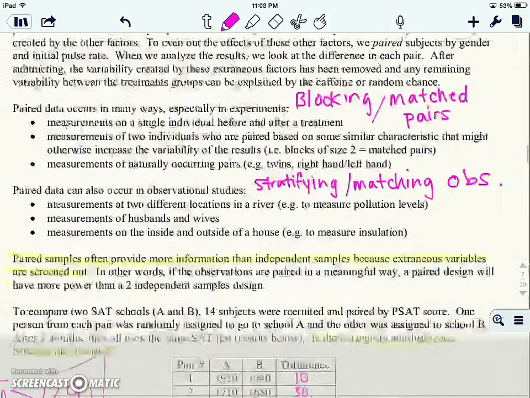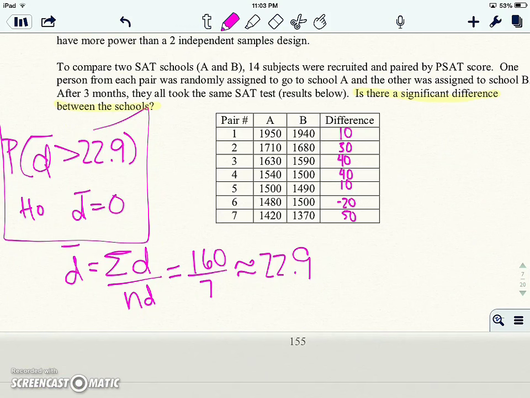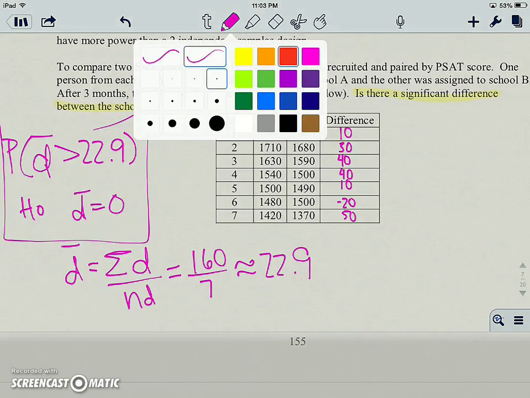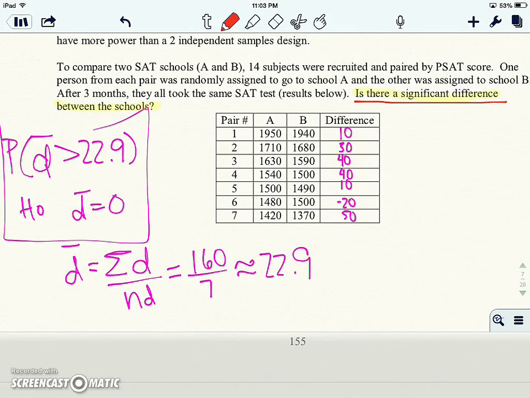My example in class was looking at two schools that prepare students to take the SAT, and the question was, is there a significant difference between the schools? Instead of just comparing the raw data from A to the raw data from B, or the average score in A to the average SAT score in B, we decided to pair up the top performers in each school, the next top performers, the next top performers, and compare the difference in their scores.